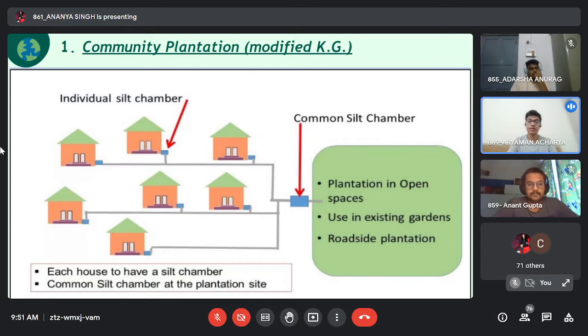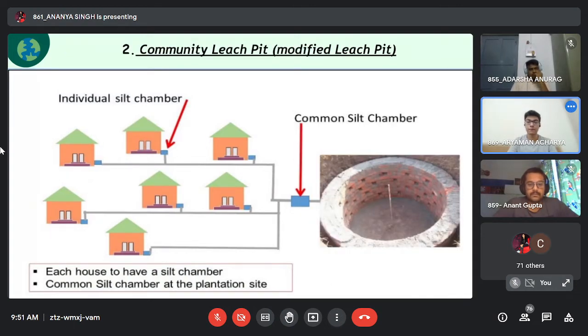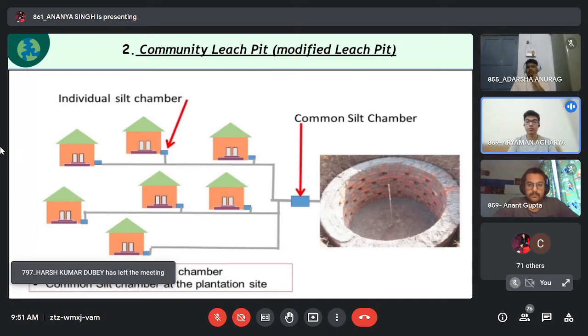The second method is the leach pit method. The procedure is similar, except the water is finally carried to a leach pit. It is a brick-lined pit constructed at a convenient place for a group of houses. The number of houses to be connected should be calculated based on the grey water discharged from each house and the space available for the community leach pit. Grey water from the houses, including wastewater from the kitchen, bathing and washing areas, should be channeled to the pit.